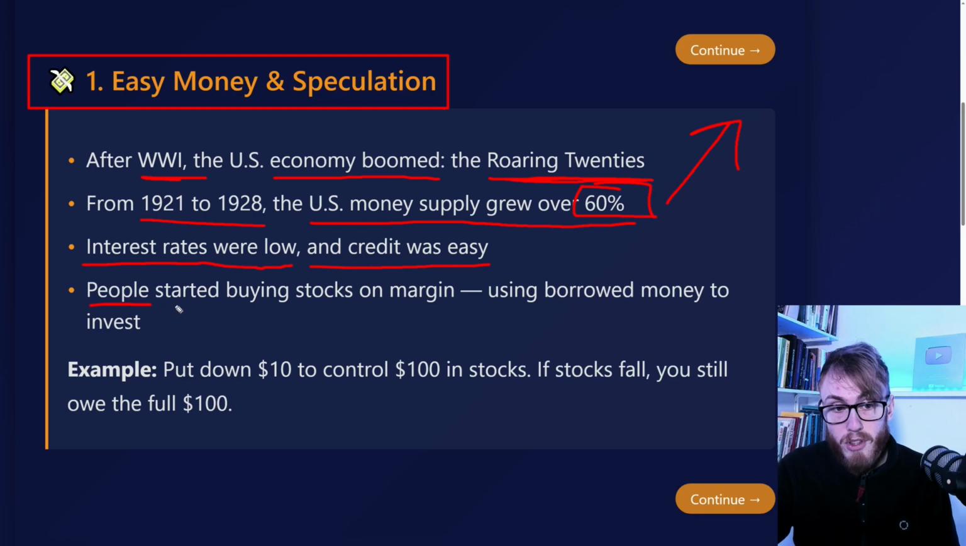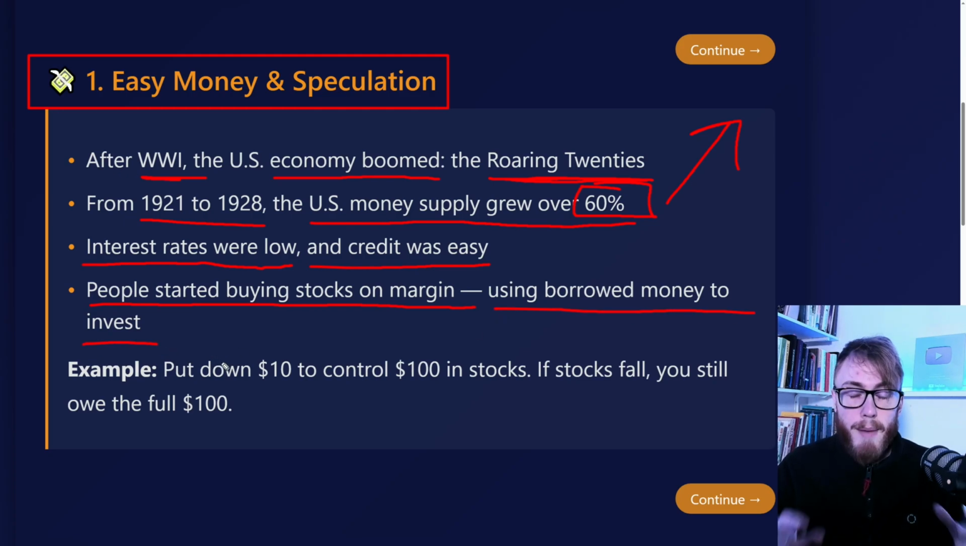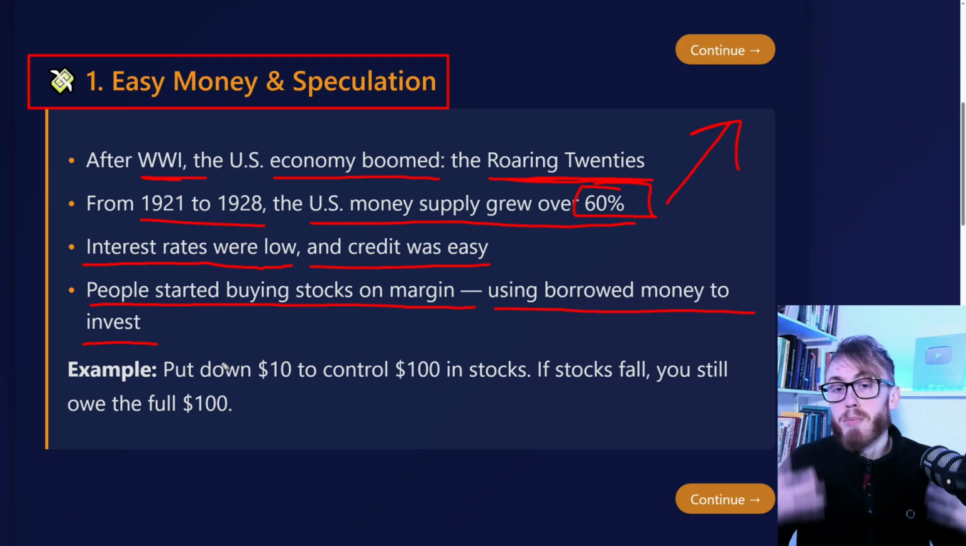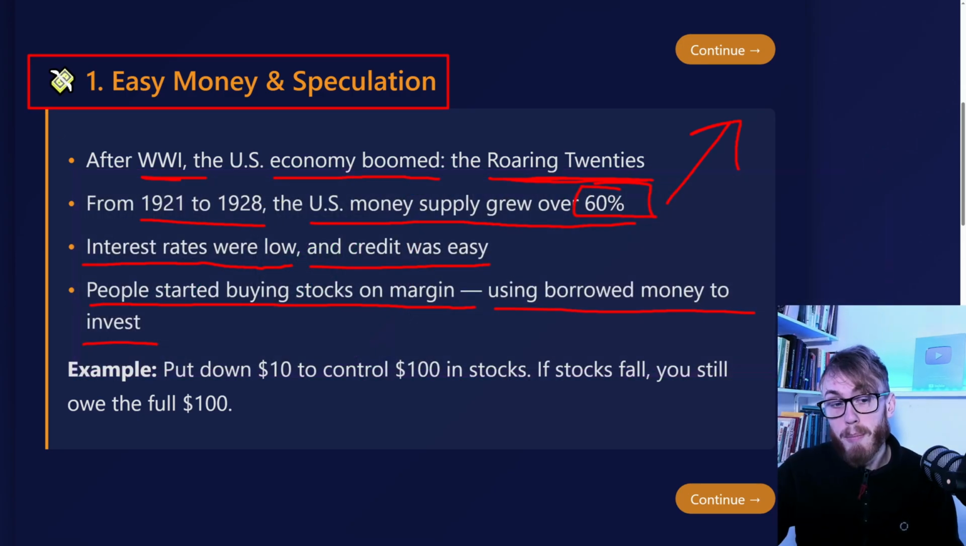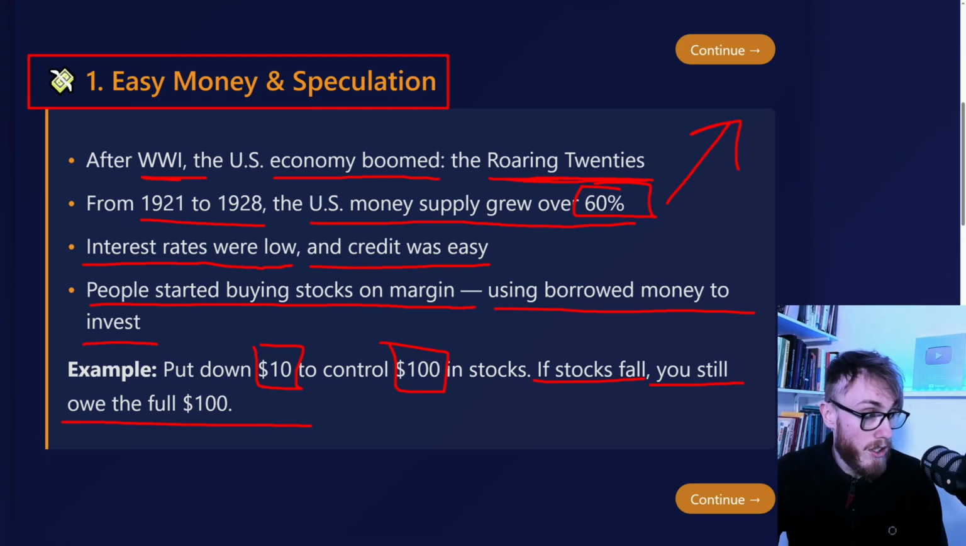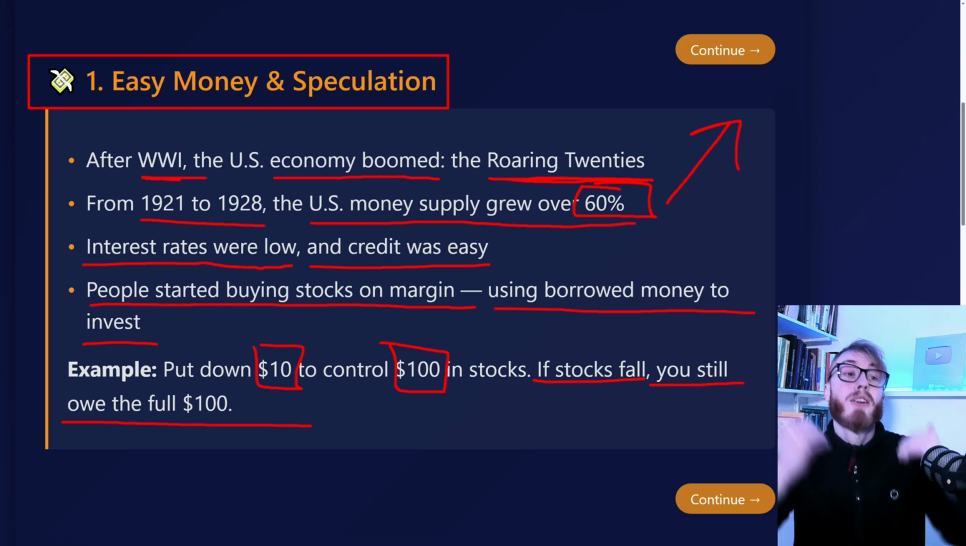So here you can see that people started buying stocks on margin. This is basically when we are using borrowed money to invest. If you want to learn more about margin and leverage, I actually do have a video about that, and I will make sure to link the video both up in the video card as well as the description. For example, if you use margin, you can use only $10 to control $100 in stocks. So if stocks fall, you still owe the full $100. You can potentially gain more, but you can also lose more.